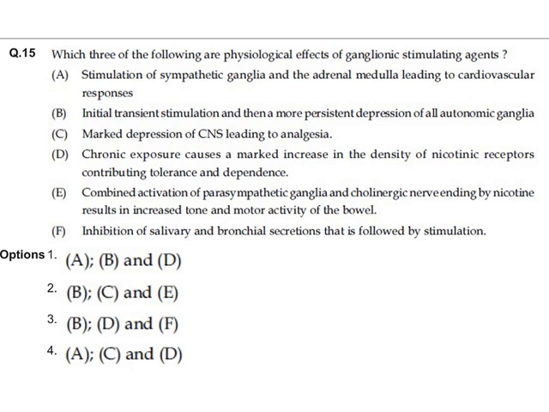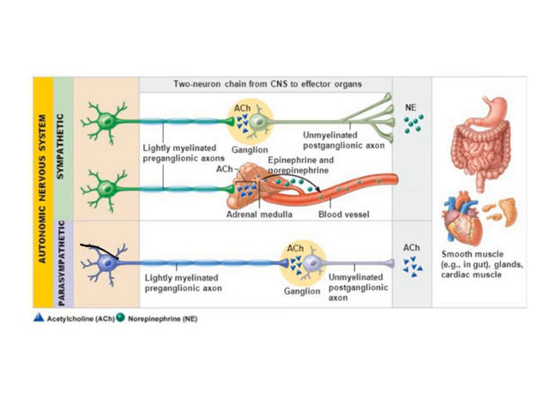Next, see, this is a kind of big question. You need to spend some time and think about it. Which three of the following are physiological effects of ganglionic stimulating agents? Understand the concept of ganglion. Let us see about ganglion and then come back to the question.